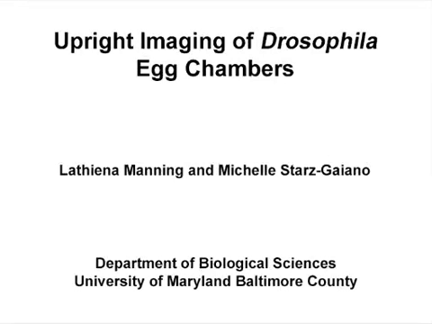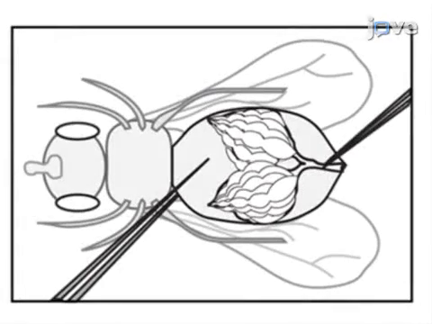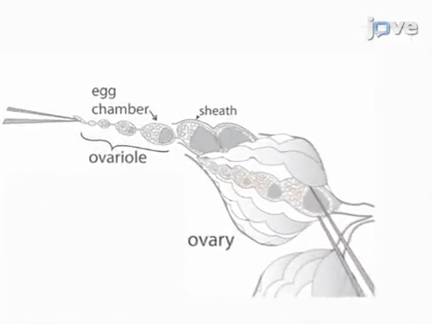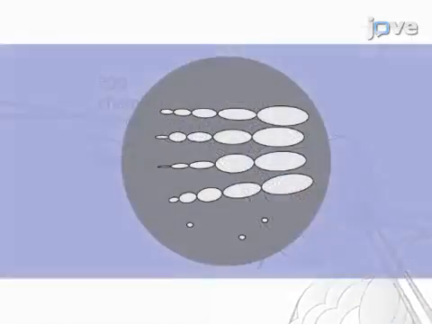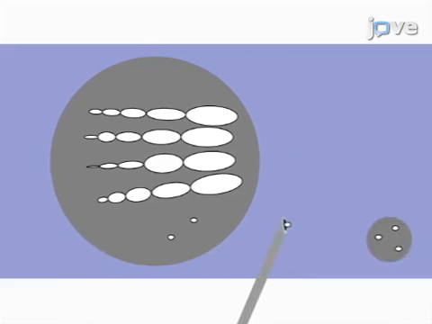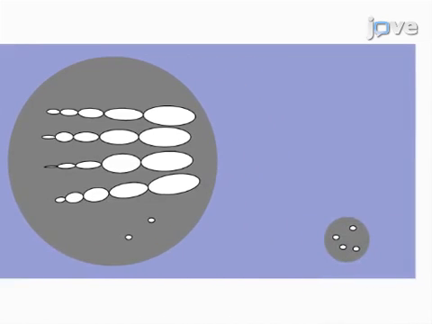The overall goal of this procedure is to enable high-resolution imaging of the poles of Drosophila egg chambers. This is accomplished by first dissecting ovarioles and staining them with fluorescent antibodies. The second step is to identify and separate egg chambers of interest.